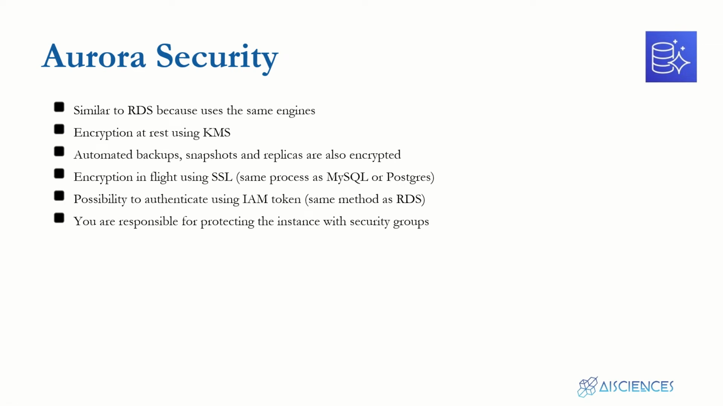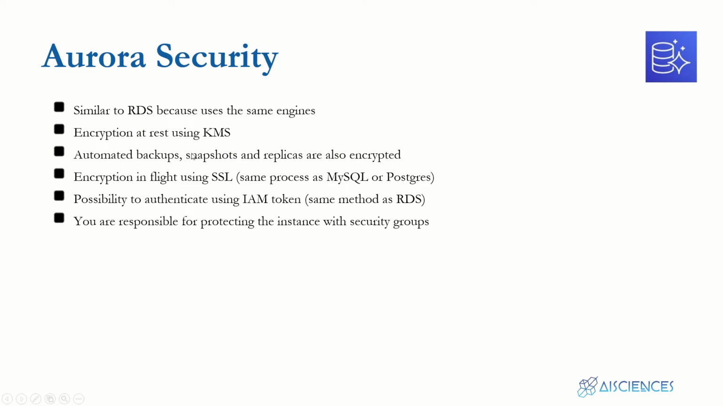And then we have Aurora Security. It is very similar to RDS. And once again, if you do not know what is RDS, RDS is a service within AWS which is used to create a database. So it is similar to RDS because it uses the same engines for the database. And then we have this encryption at rest using KMS. In KMS we get a key for the data. Like, we cannot access it without that key.